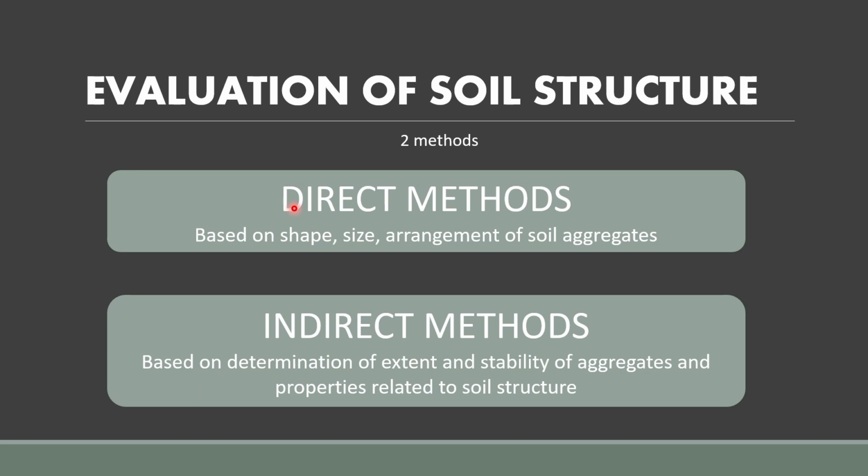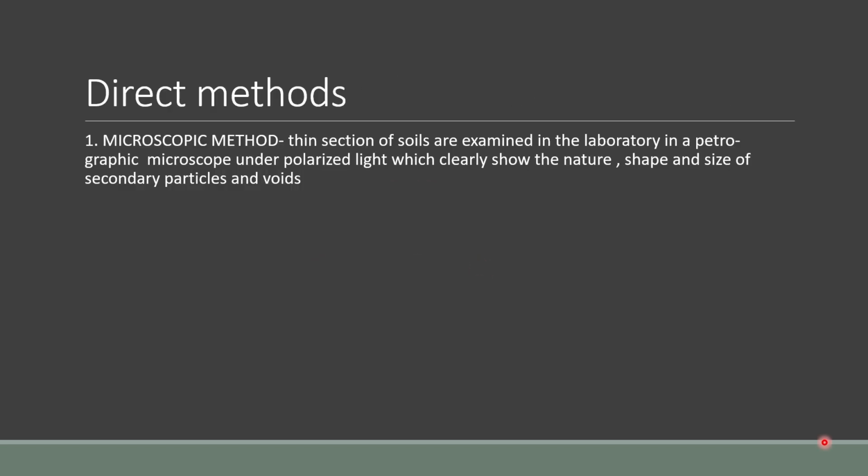Okay, first the direct methods. The first method is the microscopic method. In the microscopic method, a thin section of soil is examined in the laboratory in a petrographic microscope under polarized light, which clearly shows the nature, shape and size of secondary particles and voids.